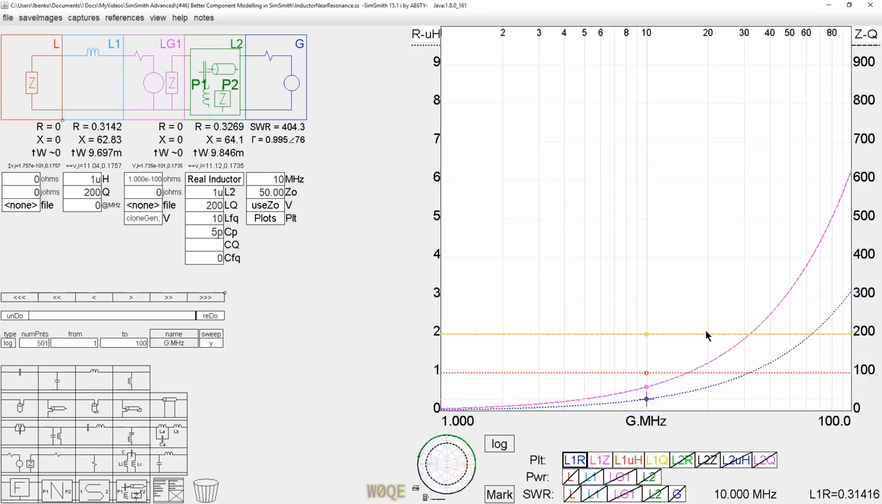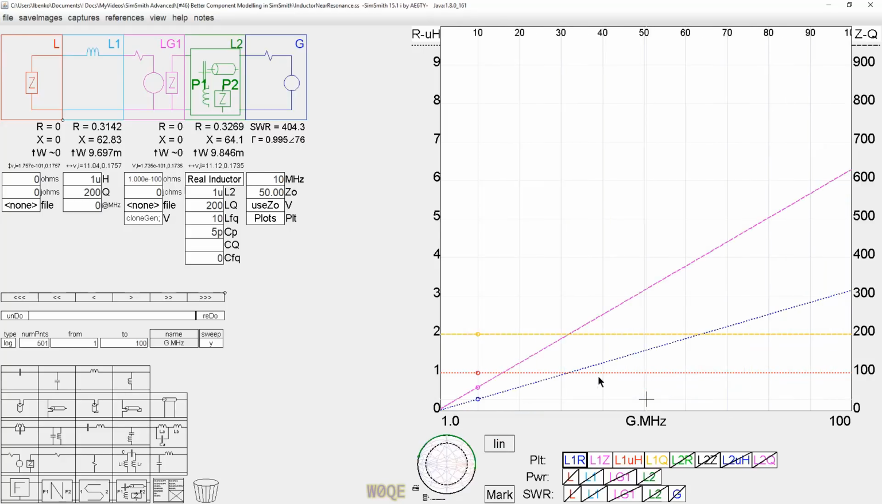If we double in frequency, we see a doubling. Now, this is on a log scale. Let me make it linear. We double in frequency. We see that the reactance or the impedance goes up linearly. We see the resistance going up linearly with frequency, and they both track so that the Q stays constant.